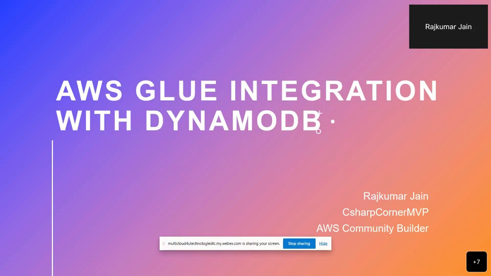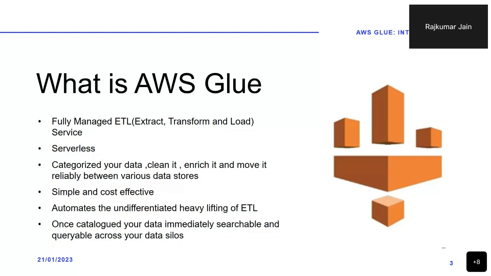AWS Glue provides you the facility where you can categorize your data. That area is called the catalog, where we can define the crawler, the database, and the tables. We will see all these later in the session. And once the data is available in the catalog, immediately we can search and query all those data silos. So this is the introduction of AWS Glue.